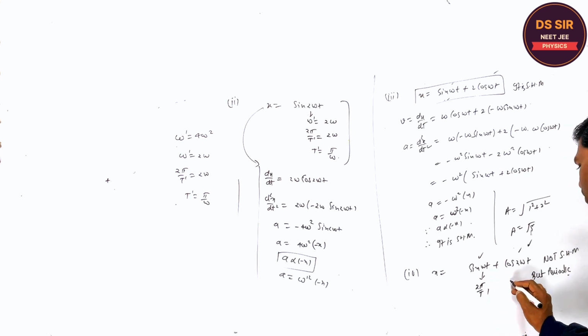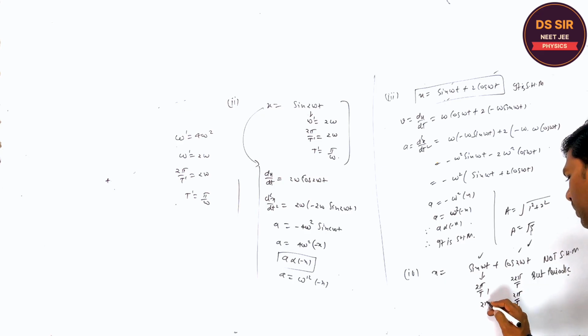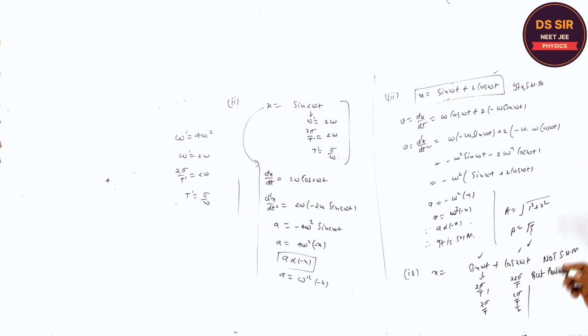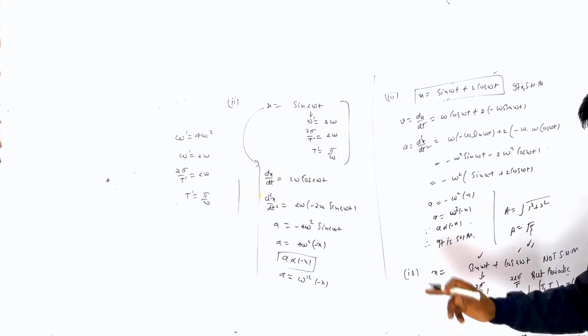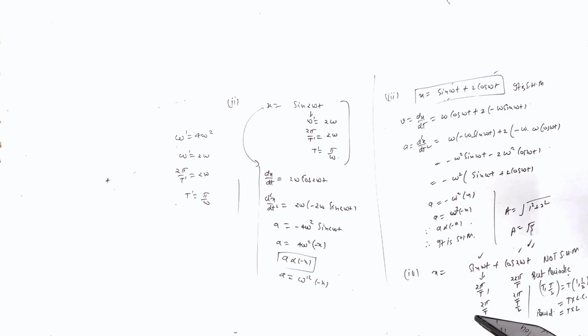This is 2 pi by T. This one is 2 pi by (T by 2). So the combined period will be the LCM of T and T by 2. It is T into the LCM of 1 and 1 by 2. What is the LCM? Say 2. So T into 2. So what is the combined period? It is 2T. It is not SHM. And how to prove it is not SHM? Find the velocity, find the acceleration, and it will not be equal to minus x. Right? Copy.